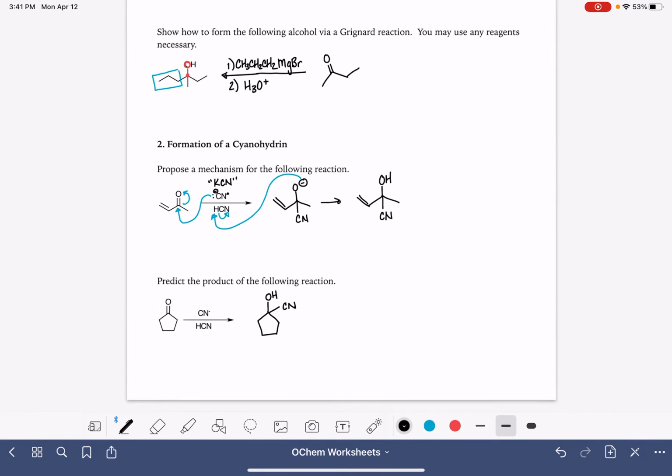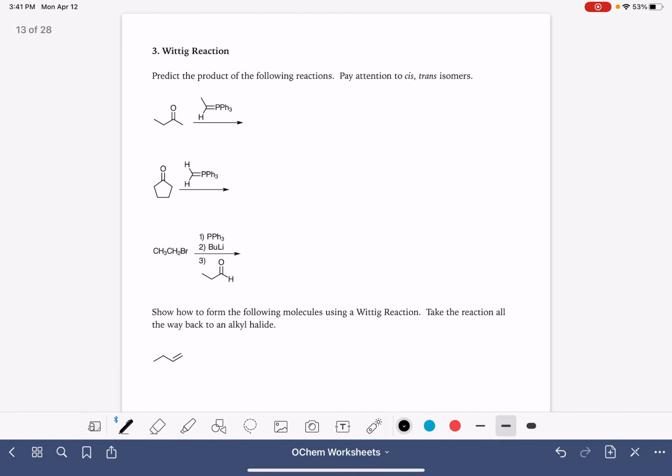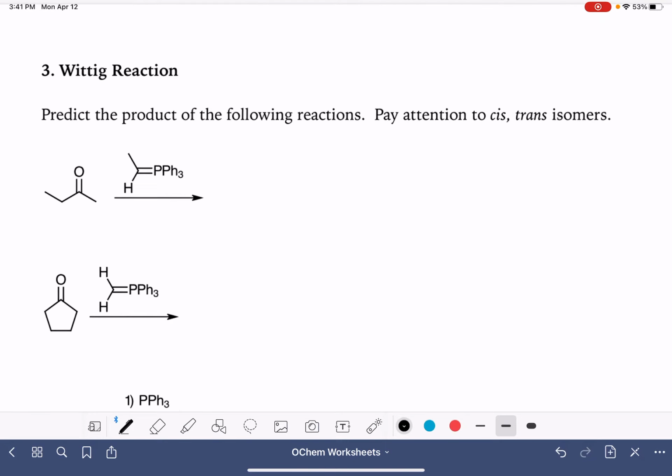Now, the last set of reactions that we're going to look at involving carbon nucleophiles are called the Wittig reactions. It's pronounced with a V, even though it's spelled with a W. Wittig, who is a person. The Wittig reaction, we're not going to look at the mechanism for this reaction.